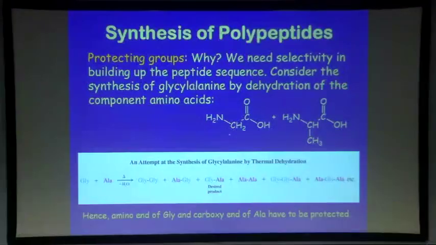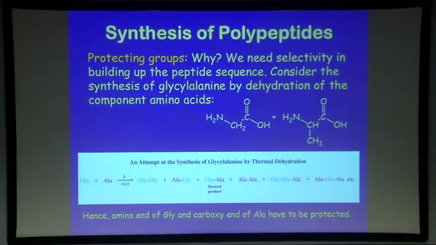For example, glycine will react with itself and make glycyl glycine, where the carboxy end of one glycine molecule will attack the amino end of a second one. Ala will react with itself, and you get Ala-Ala. And not only that, for just the dipeptide, the carboxy end of alanine will react with the amino end of glycine to make the isomer of the desired product, namely Ala-Gly rather than Gly-Ala.